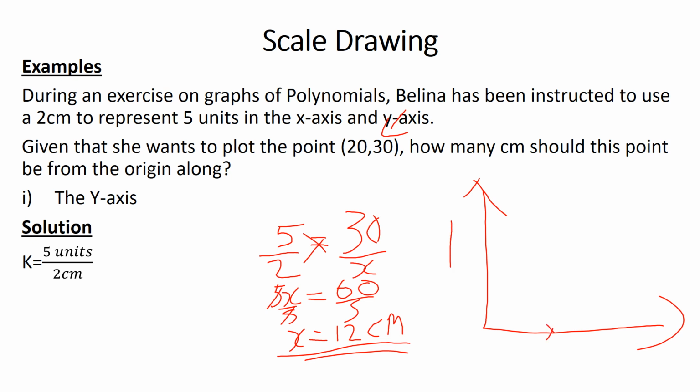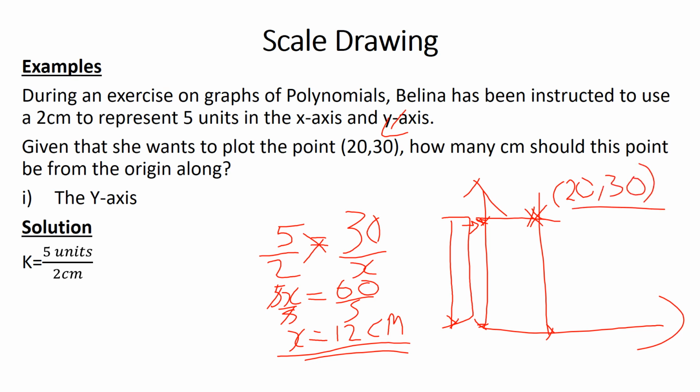So meaning that on our graph, let's say here is where we had our 8 centimeters. Then we have to put a meter rule here, making sure that the origin is where our 0 is. And if our 12 centimeters is here, it means our 30 units are here. So we can just make sure that where this and this meet, which is here, that's where our point (20, 30) is.